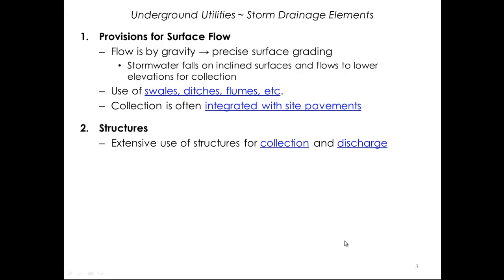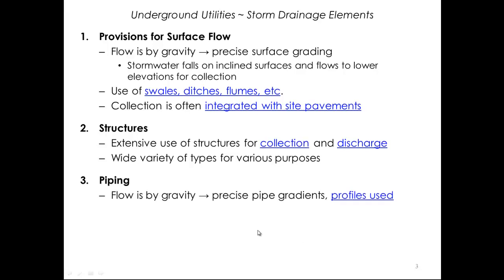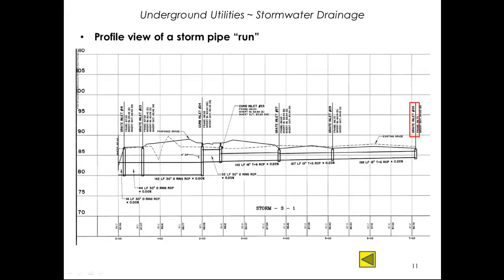These are just a few examples of structures. Let's look at our third element, piping. Because stormwater pipes must be installed at precise gradients for drainage, the various runs of pipe will usually be shown in both plan and profile view to help the contractor.